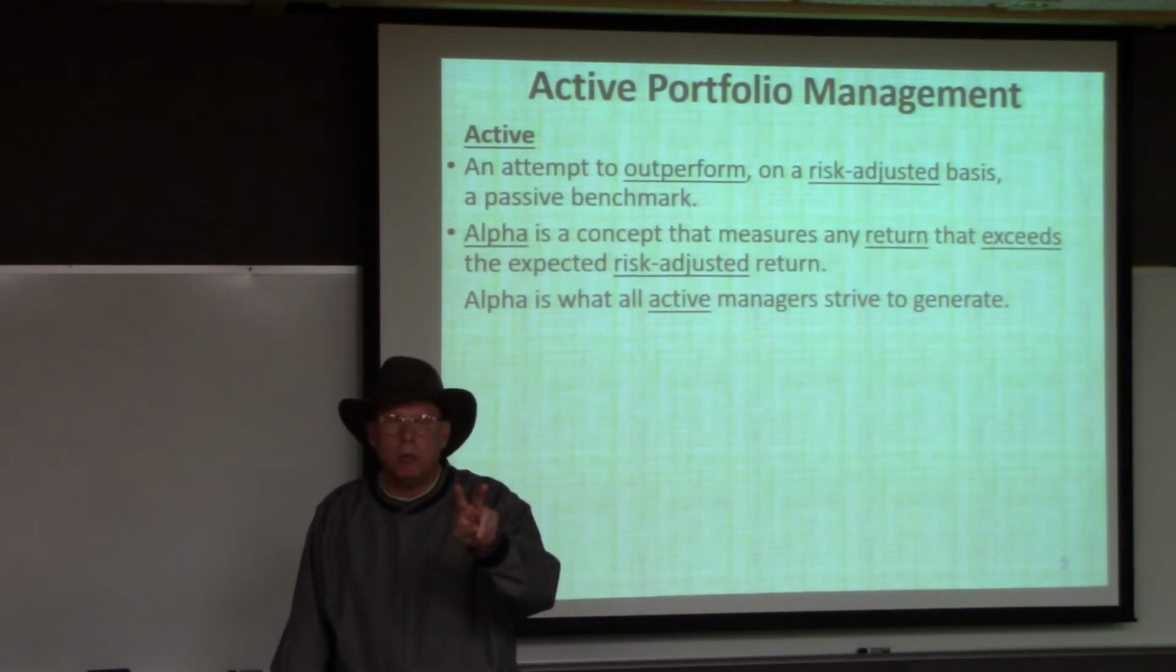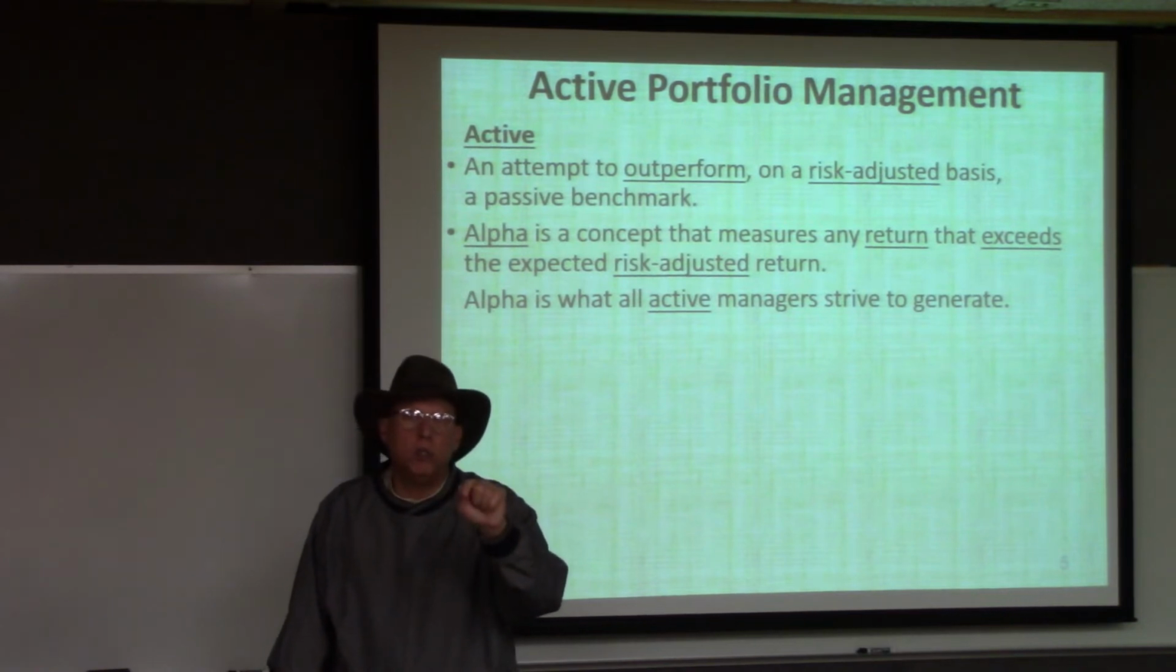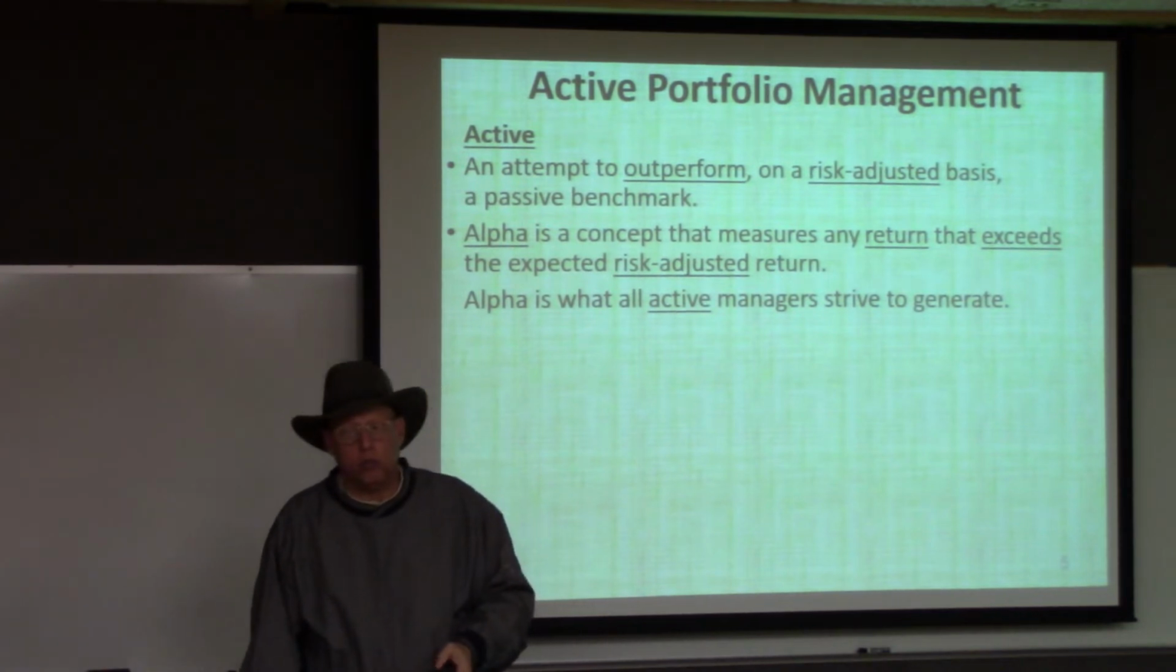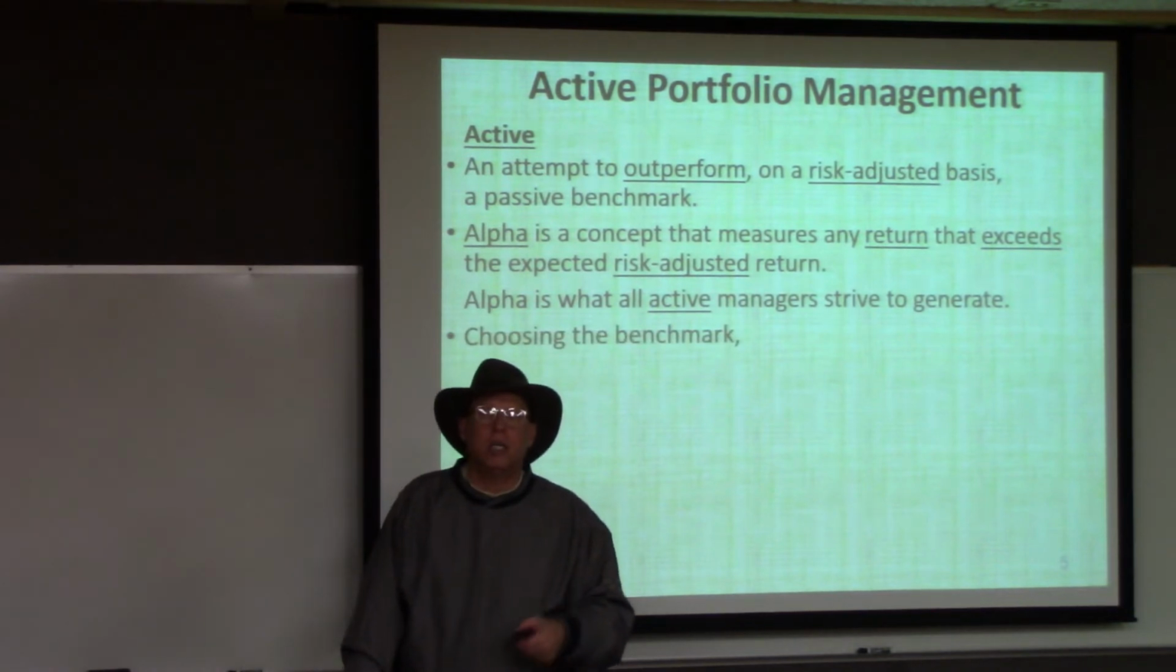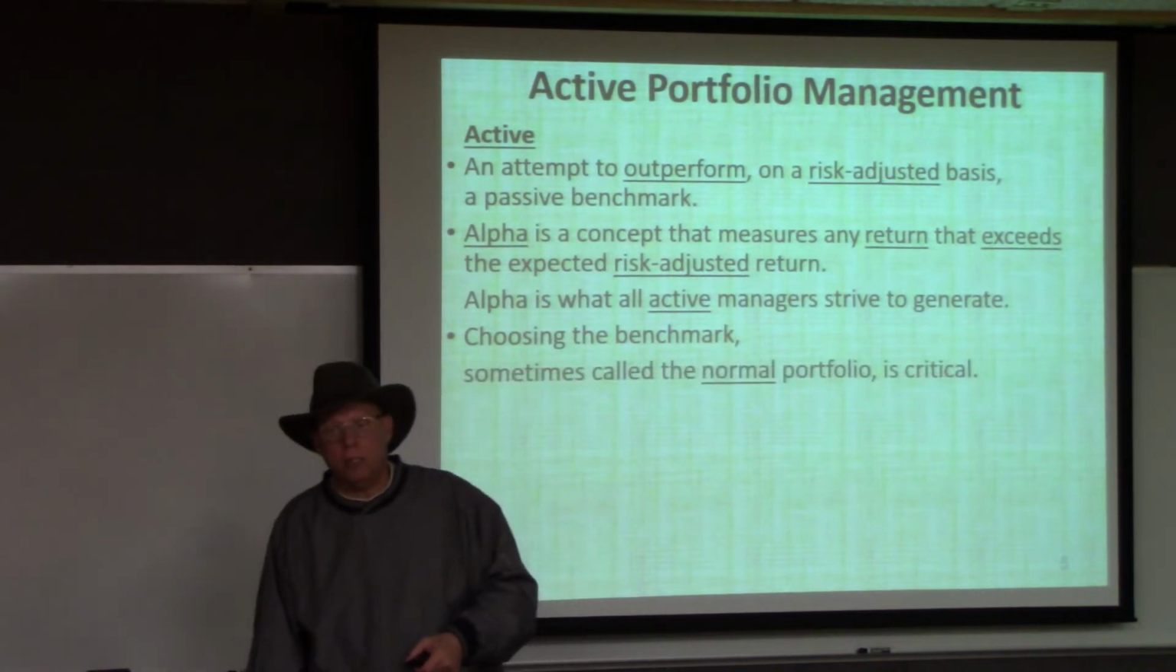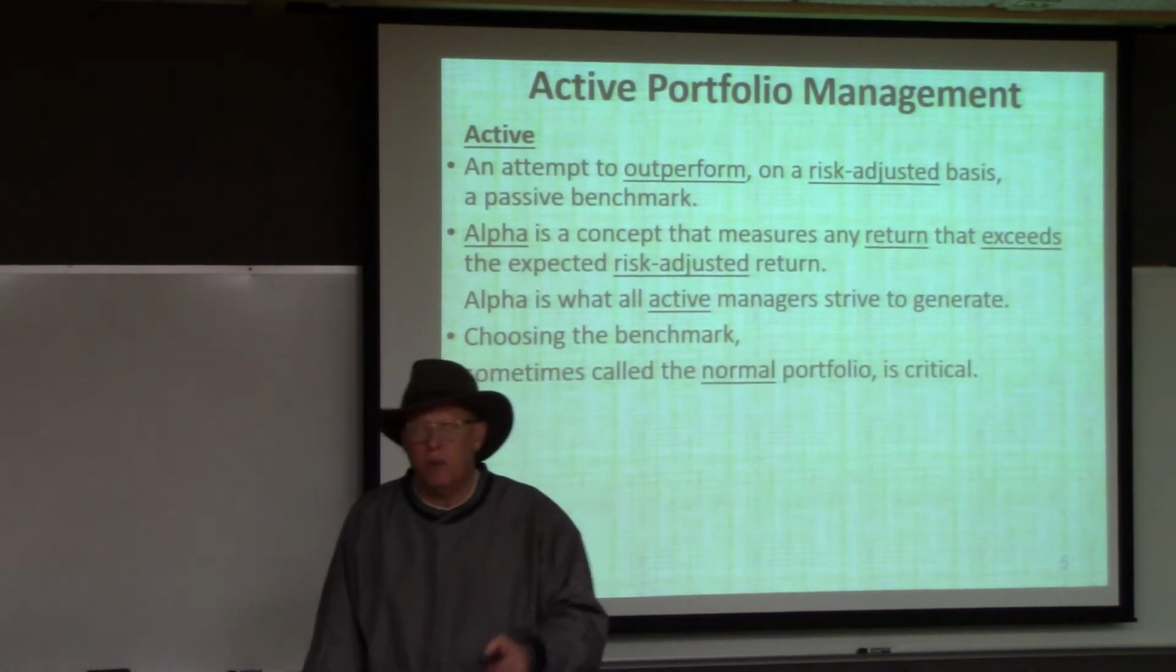If you take a certain amount of risk and you generate a return that is higher than what would justify taking the risk, then you are generating alpha, and that's what managers strive to generate. Unfortunately, very few managers consistently generate alpha. So how do you choose that benchmark? The normal portfolio is very critical.